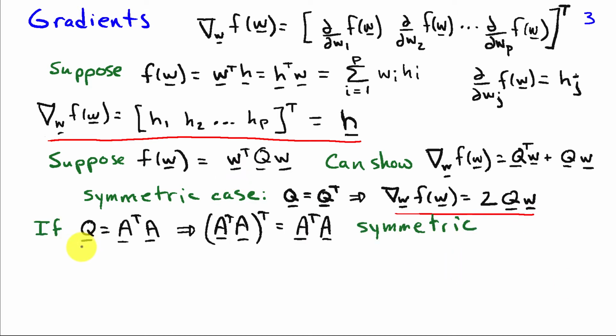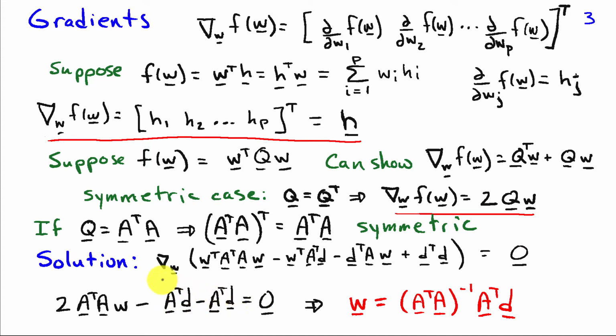So in our case, we had w transpose A transpose A w. So Q is given by A transpose A. And you can check that this is indeed a symmetric matrix, because if I take the transpose of the quantity A transpose A, that's the transpose of the individual terms in reversed order. And I end up exactly where I started. So this is indeed a symmetric matrix.